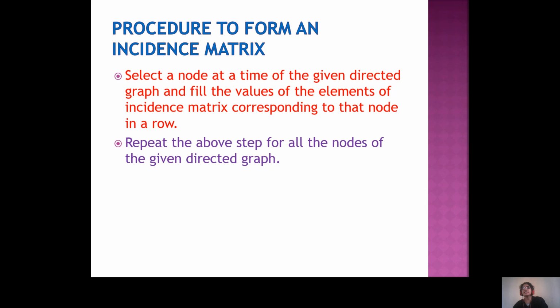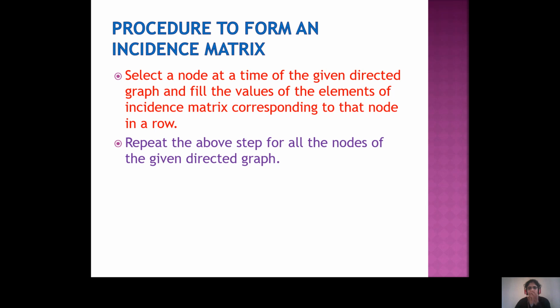Next, what is the incidence matrix? What is the procedure to form this incidence matrix? Select a node at a time. Then you have to write down in matrix form. When you represent the graph as an oriented graph and write it down in the form of a matrix, that is nothing but the incidence matrix.